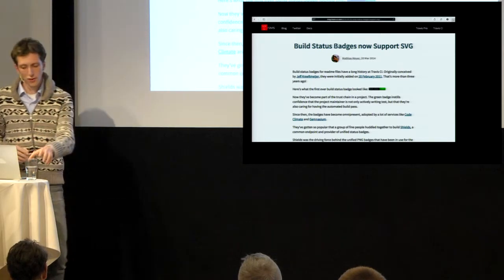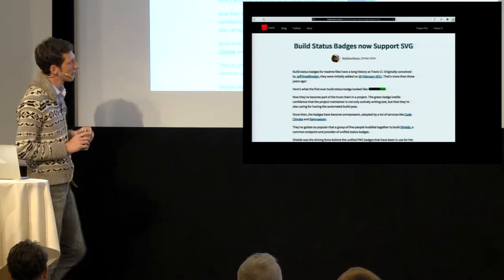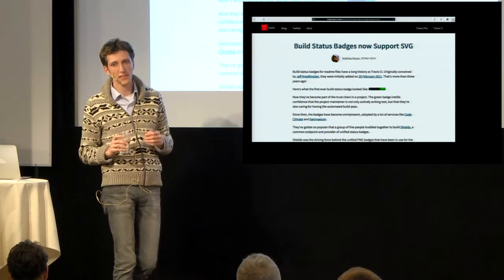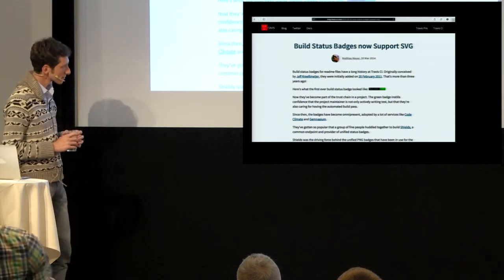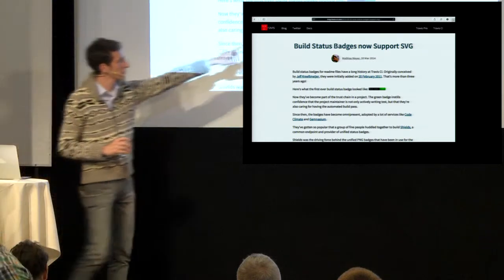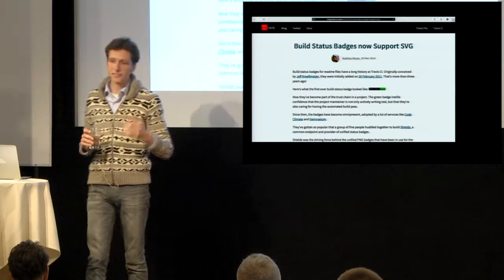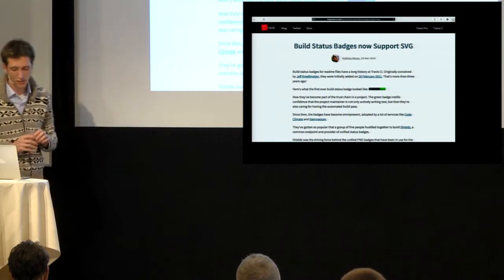This is from the Travis CI blog from a few months ago. Travis CI, for those who don't know, is a continuous integration server. So you push your code to them, they run the tests, and they tell you if it passes or fails. And they have these little badges that look something like this. It basically is just a build status badge. So it tells you the current status of your build, whether it's passing or failing.